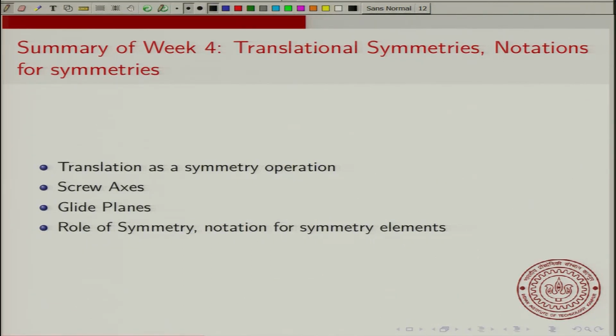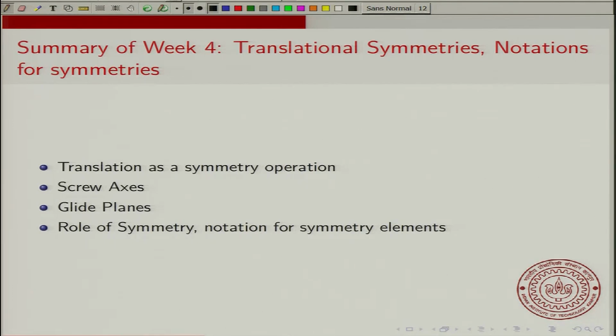We learnt about translational symmetries and then we learnt about notations for symmetry. So first we looked at how to view translation as a symmetry operation, especially with respect to lattice translations. Then we learnt about screw axis, we learnt about glide planes, and then finally I talked about the role of symmetry, as to why we need symmetry, and we saw some notations for symmetry elements. So all this actually concludes the 2-week discussion on symmetries.